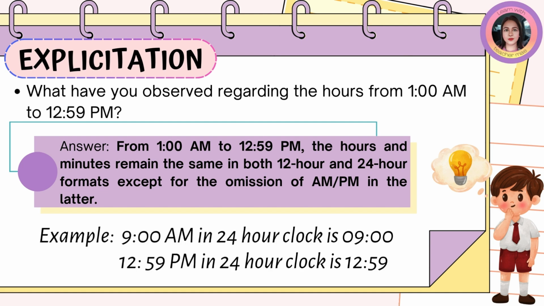Example, 9 o'clock AM in 24-hour clock is 0900s. 12:59 PM in 24-hour clock is 12:59.